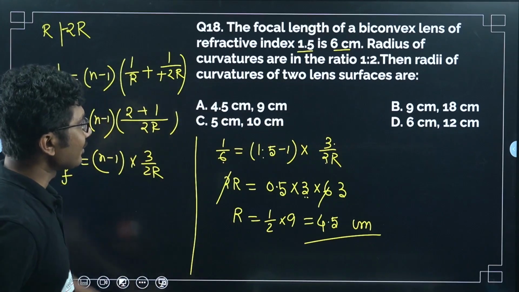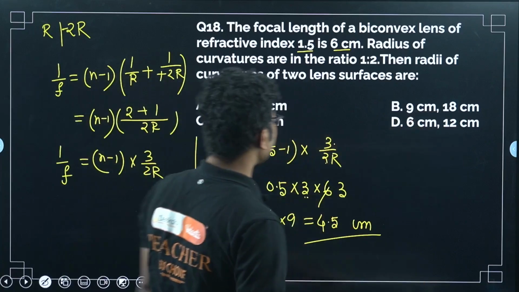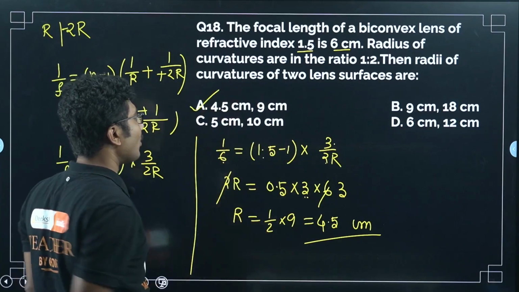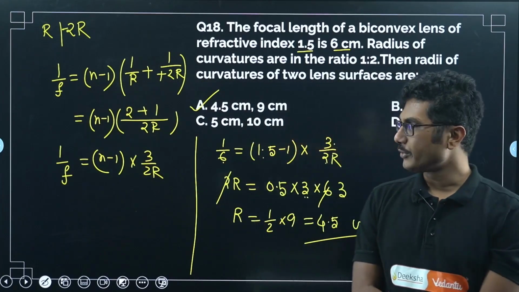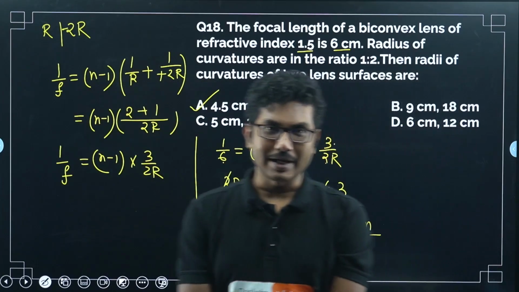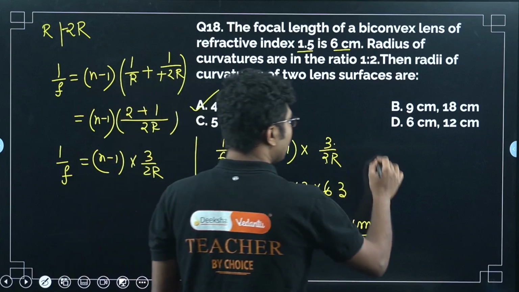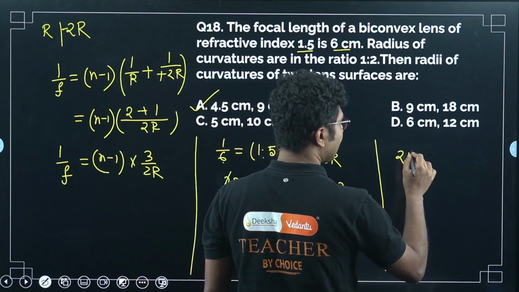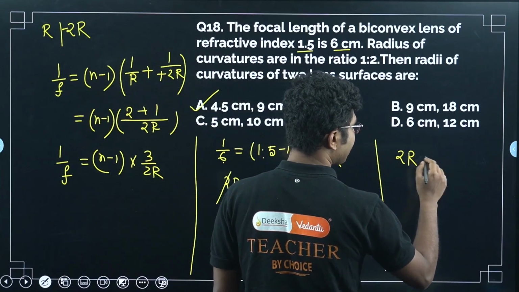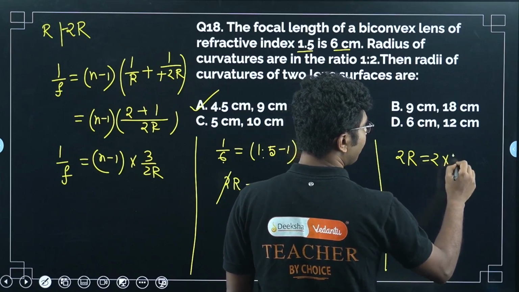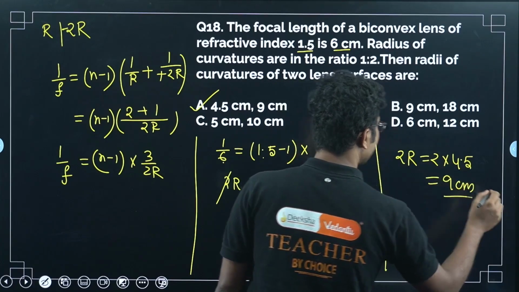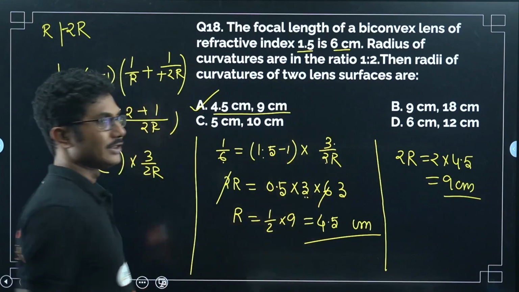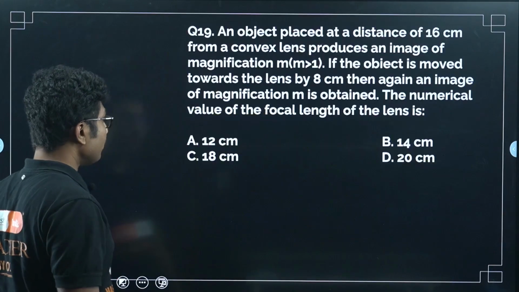Now you can calculate the other one, but if you see the options, only one has 4.5, none other has 4.5. So you can simply mark it. But if there is a confusion, what you can do? The other radius of curvature is 2r. So 2 times 4.5, that is 9 centimeter. Okay, so the correct answer is this. This is the combination, right? Now let's move on to the next question.